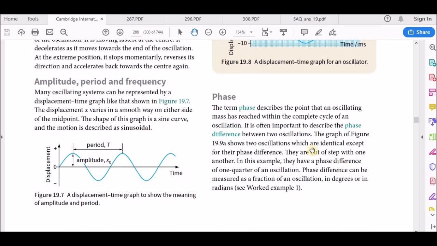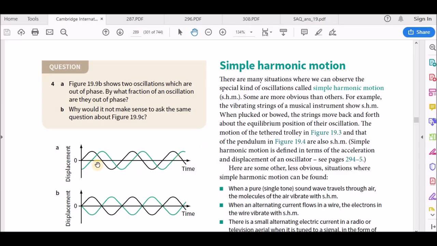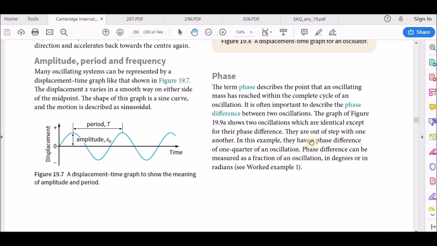So when we say phase difference, we give it in terms of angle. One whole wave, we take it as 360 degrees. Half a wave is 180. Quarter of a wave is 90 degrees. So one wave is lagging behind the other. The green wave is lagging behind the black wave by a phase difference of 90 degrees. If we say path difference, by quarter of a wavelength. Because they are not going together, they are out of step with one another, and they have a phase difference of 1/4 of an oscillation.